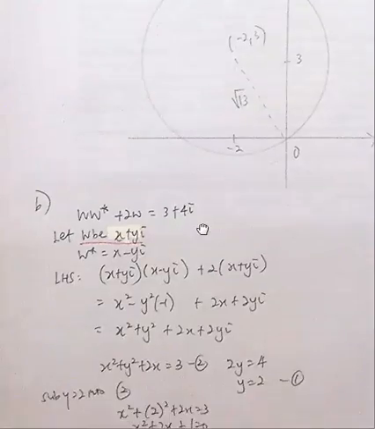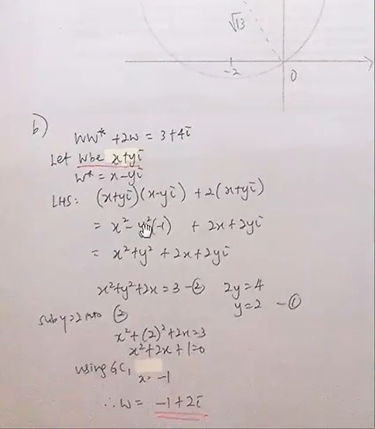So part B. It is given that w star plus 2w equals 3 plus 4i. So we let w equals x plus yi, where w star is the conjugate of w. So w conjugate equals x minus yi.